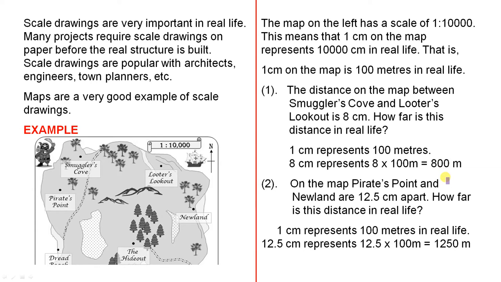Number 2. On the map, Pirates Point and Newland are 12.5 centimetres apart. That's on the map. How far is this distance in real life? So 1 centimetre on the map represents 100 metres in real life. Therefore 12.5 centimetres on the map represents 12.5 times 100, which is 1,250 metres.